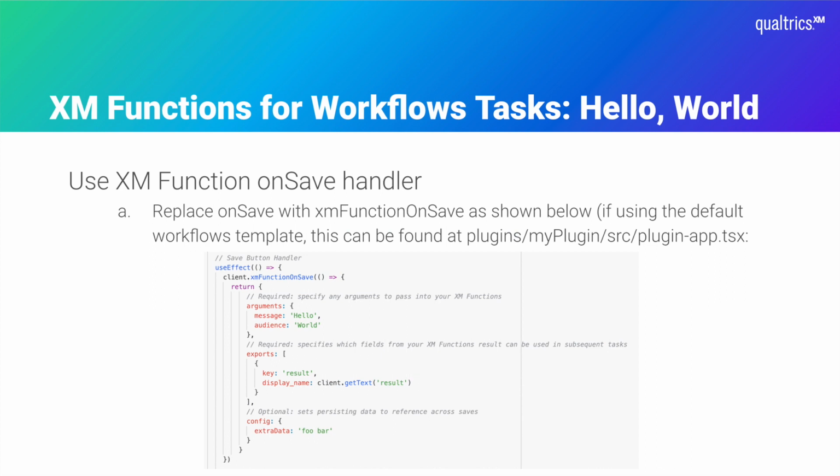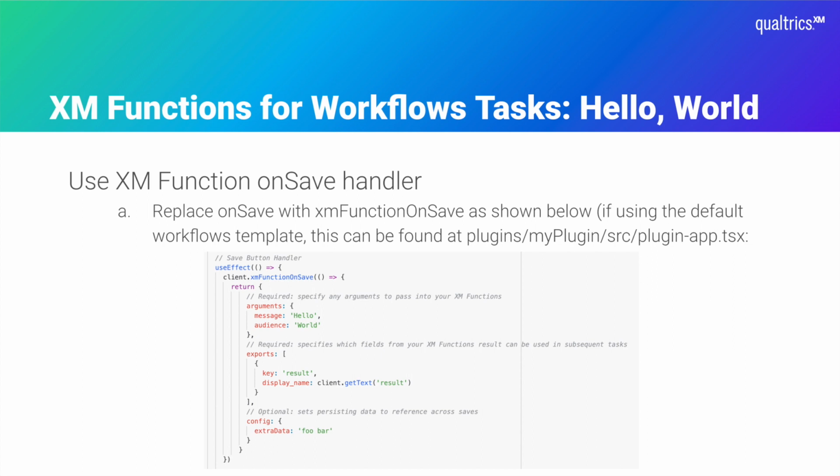Secondly, replace any references to onSave with XM function onSave as shown below. If you're using the default workflows template, this can be found from your plugin's root directory at source/pluginapp.tsx or .js. In the code snippet below, you can see that it needs to define a callback function that returns an object with three fields. Arguments specify any additional parameters to pass into your XM functions.